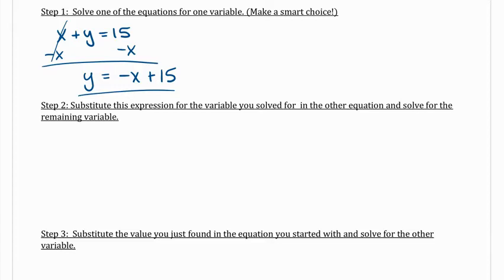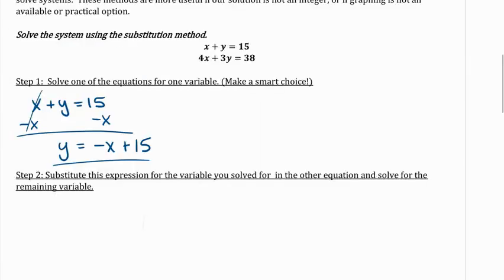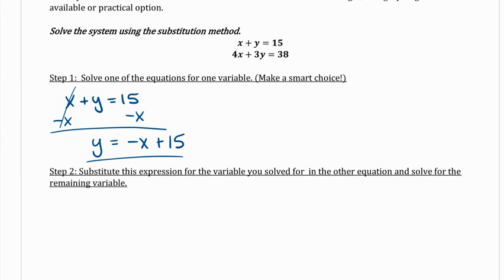Okay, step 2. I used that first equation, right? And sometimes it helps, like I'm going to label this. This is equation 1, and I'm going to make this equation 2. So in this one, I used equation 1, so now I have to switch. Now I'm going to use equation 2. So I'm going to use that 4x plus 3y equals 38.